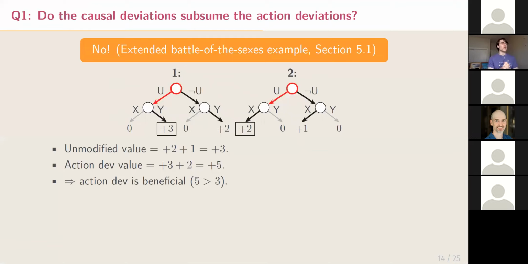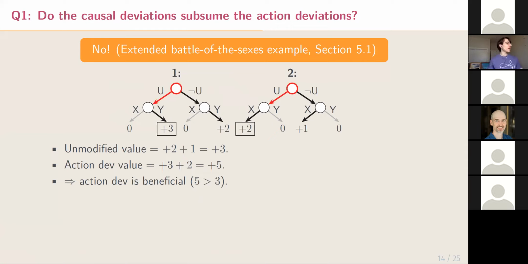It's an extended battle of the sexes example in our paper. So we have two strategies in this setup, strategy 1 and strategy 2. Strategy 1 will play not u, y and get a value of +2 in the first scenario. And of course, the other player is picking a strategy as well, and there's a different strategy for player 2 in both of these scenarios. And in the second case, player 1 is going to play not ux and get a value of +1. So then the total value that strategy gets is +3.